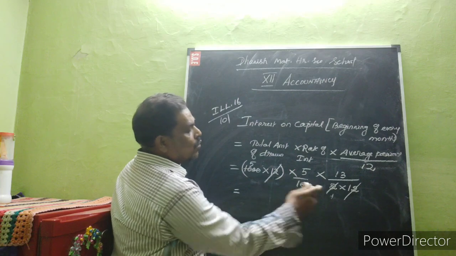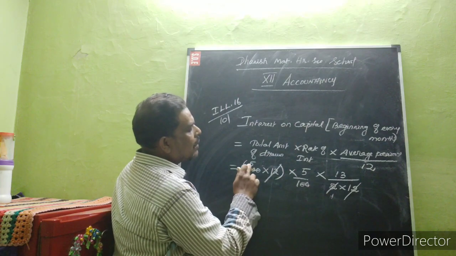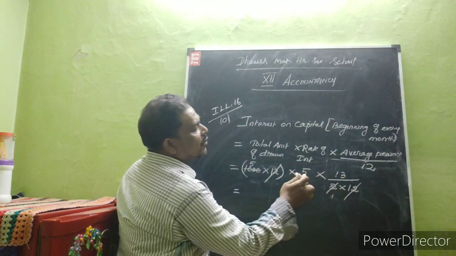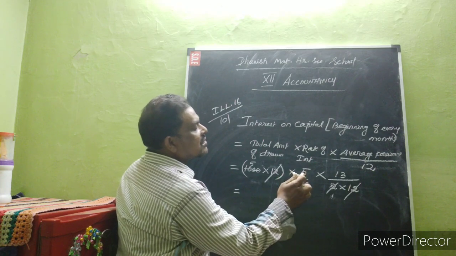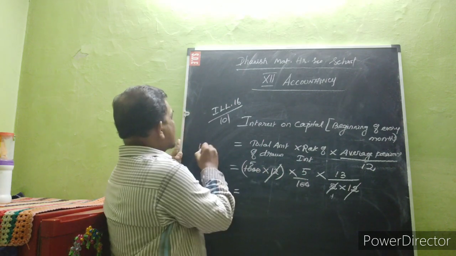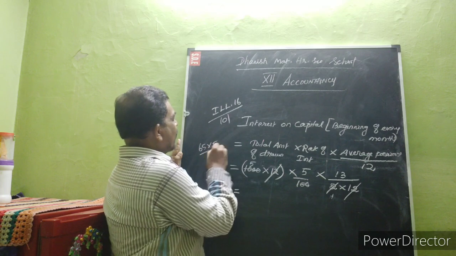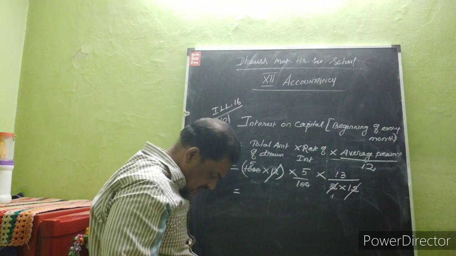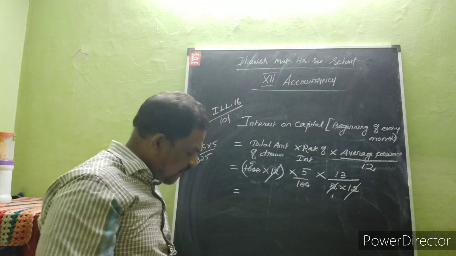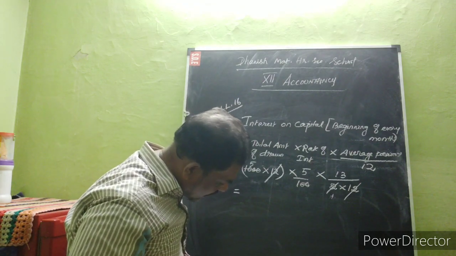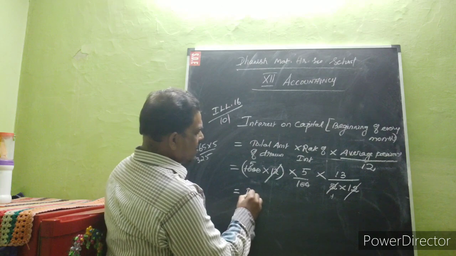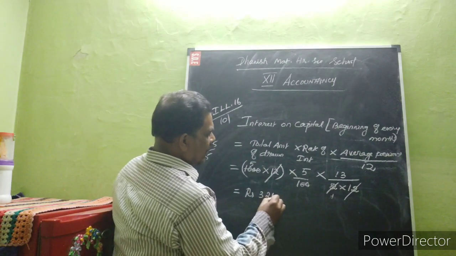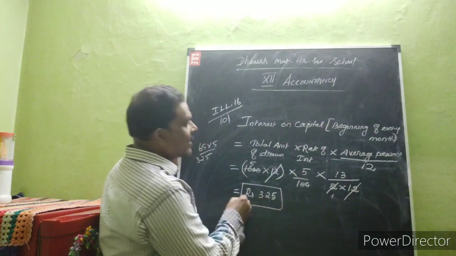This 12 cancels. This 20 cancels. Here 2 ones are 2, and 5 2s are 10. The balance will be 13 into 5, 65. 65 into 5. 5 5s are 25, 30... 325 rupees. 325 for the first. Listen, my dear students.